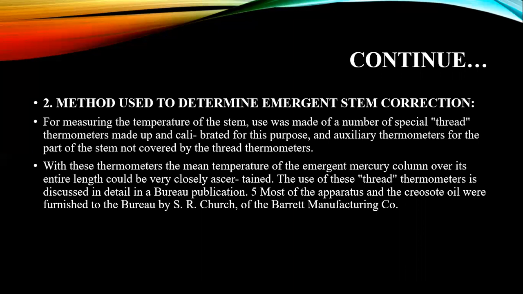What is the result? Emergent stem correction table. Average emergent stem corrections applicable for the particular type of thermometer used in the different distillation flasks were determined for readings taken on the thermometer at every 20 degrees from 200 degrees up to 350 degrees. The emergent stem corrections are given in the table.